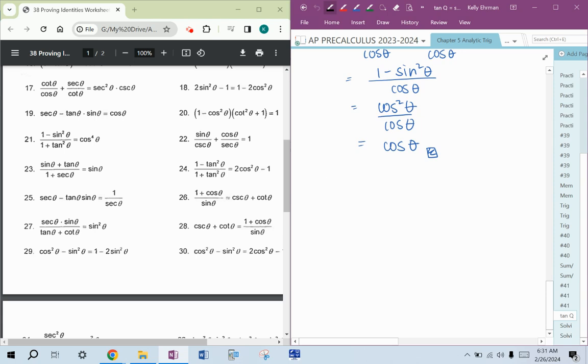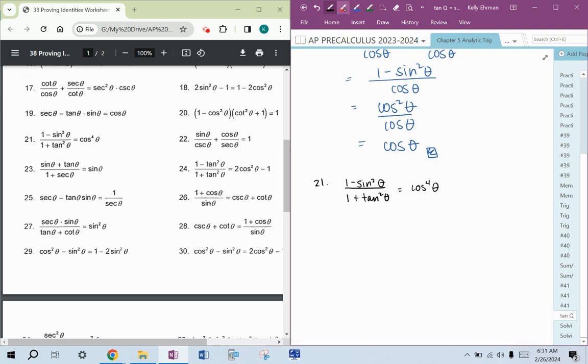All right, this is going to be 21 to 30. So starting with 21, we have 1 minus sine squared theta over 1 plus tangent squared theta equals cosine to the fourth theta.